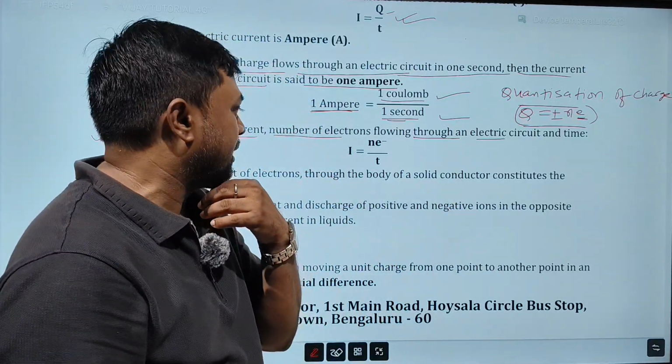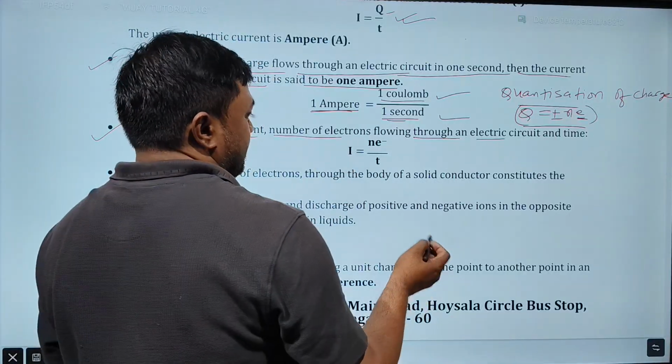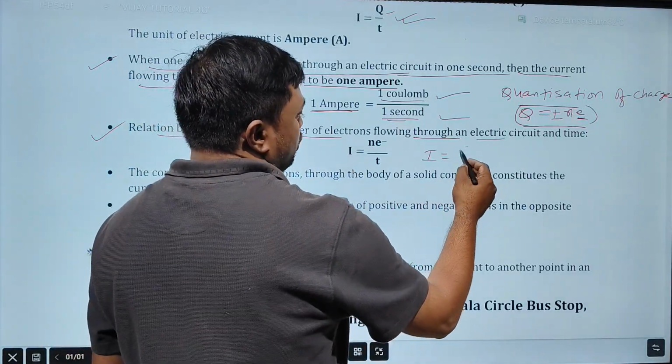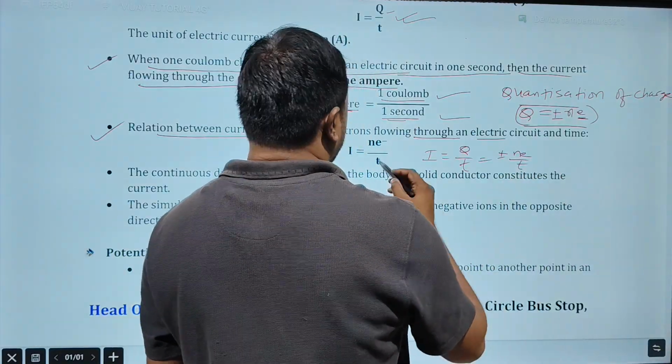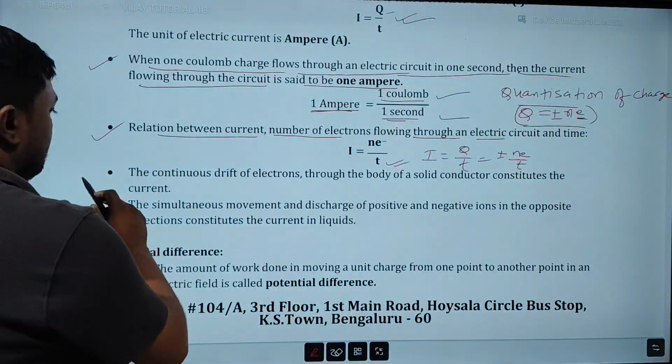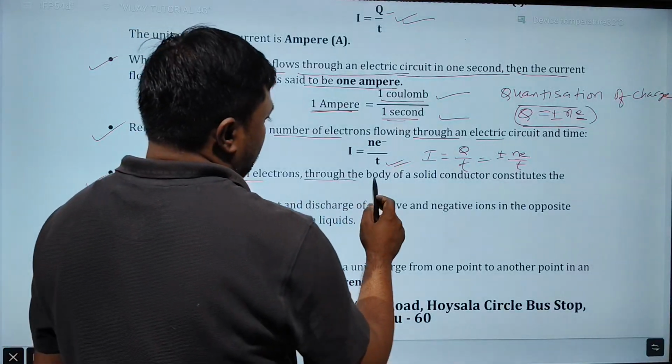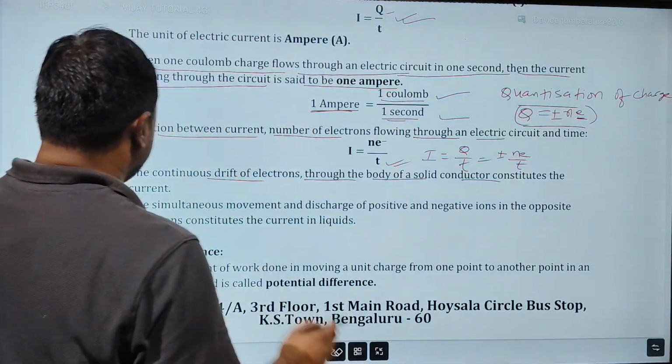Now fine. Am I clear? So I is equal to what? Ne by T. So what is the current formula we learnt? I is equal to Q by T. So what is Q? Plus minus Ne by T. So this is how we can get it. The continuous drift of electrons through the body of a solid conductor constitutes the electric current.